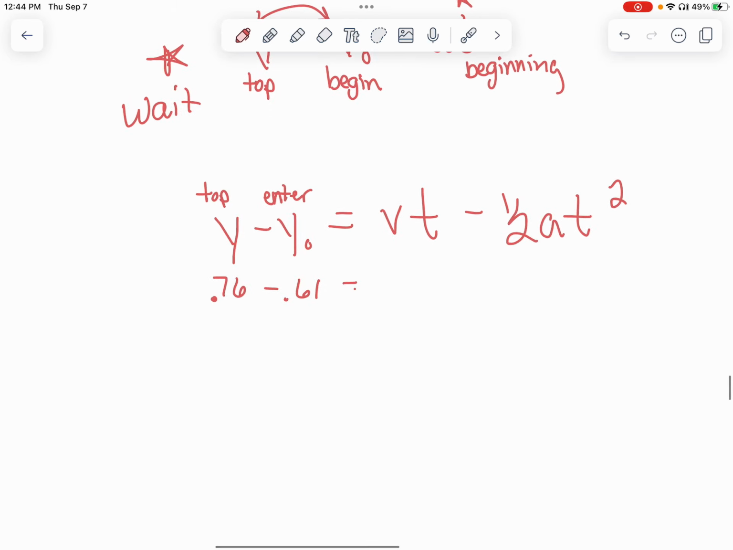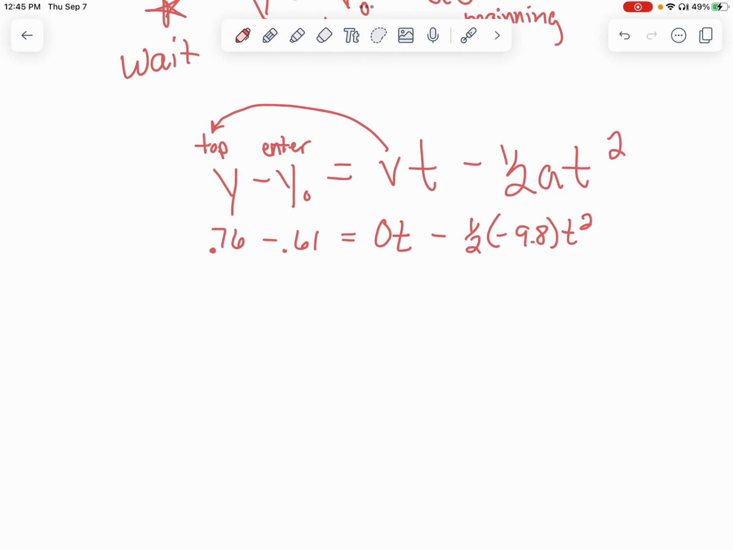Okay, this velocity is the velocity. See how it doesn't have an O? That velocity is the velocity at the top. There, that one will be really nice because that's 0. So that's just going to go away. I know my acceleration. Ooh, t squared. Okay, so this t is how long it spends from 61 centimeters to 76 centimeters.